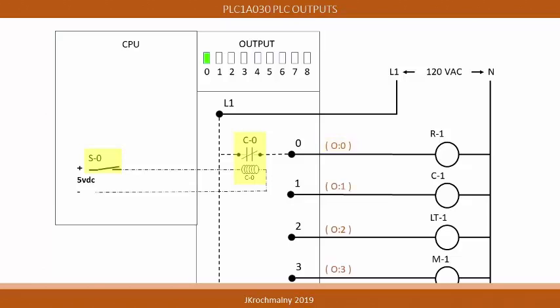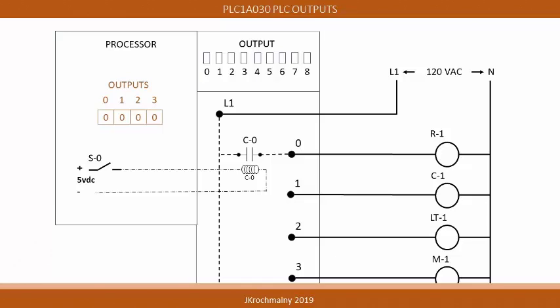In this graphic, we can see additional loads wired to terminals number 1, 2, and 3. The PLC addresses for these loads become O:1, O:2, and O:3. The diagnostic LEDs associated with these circuits will also display status when active.